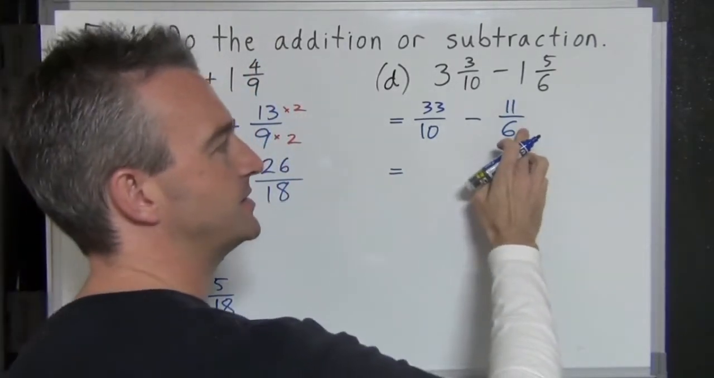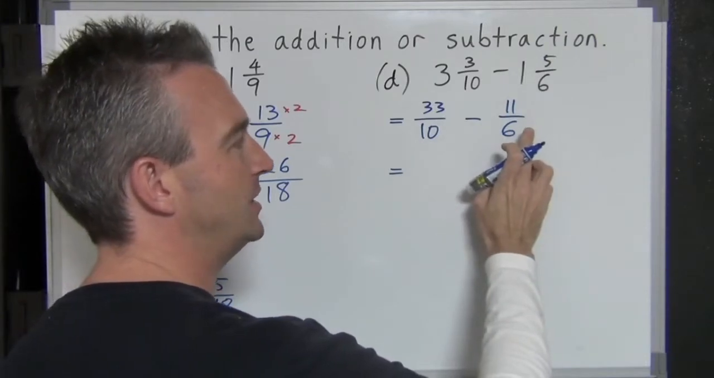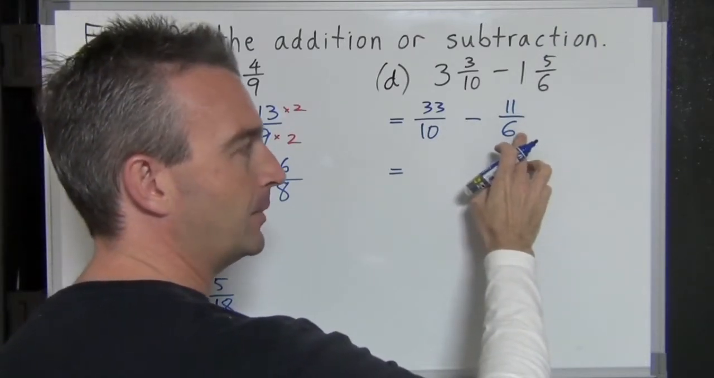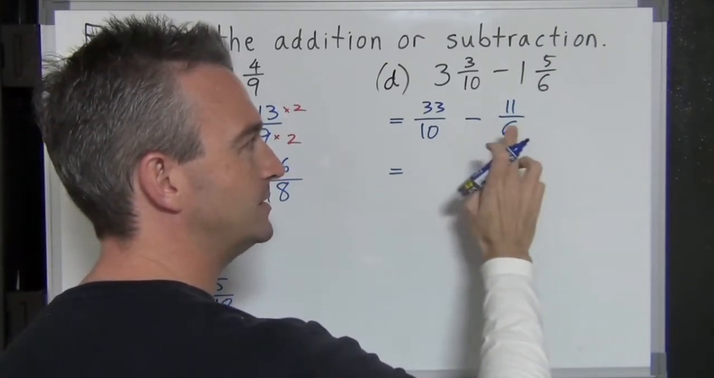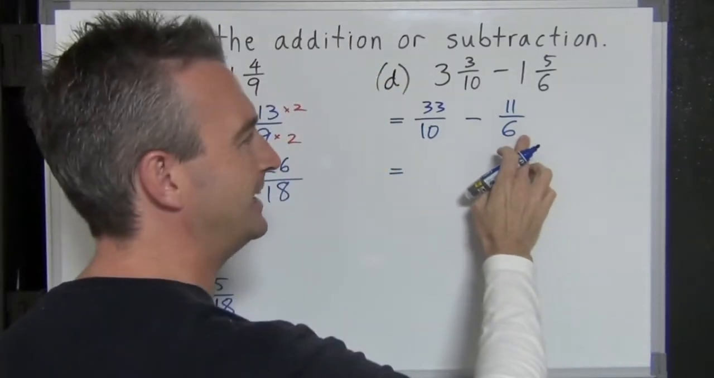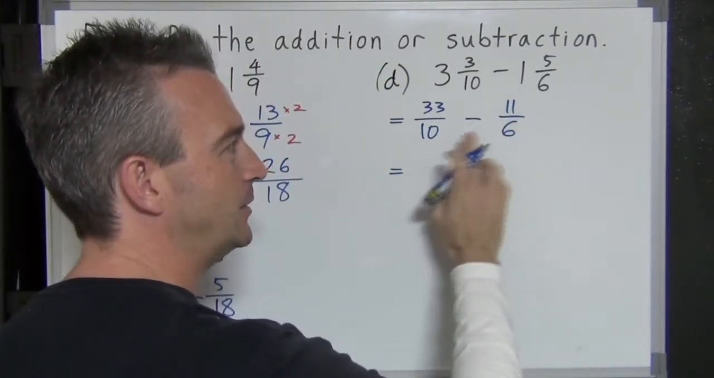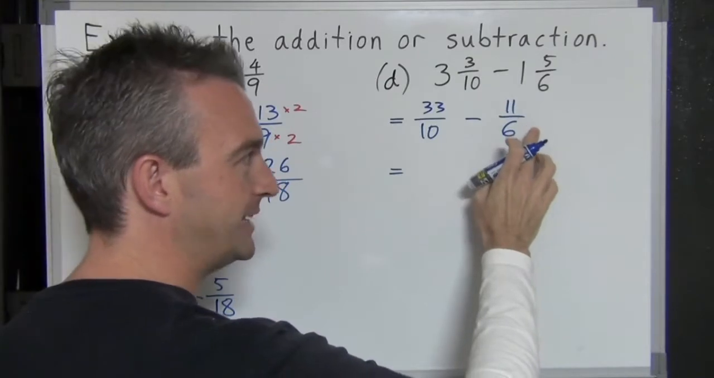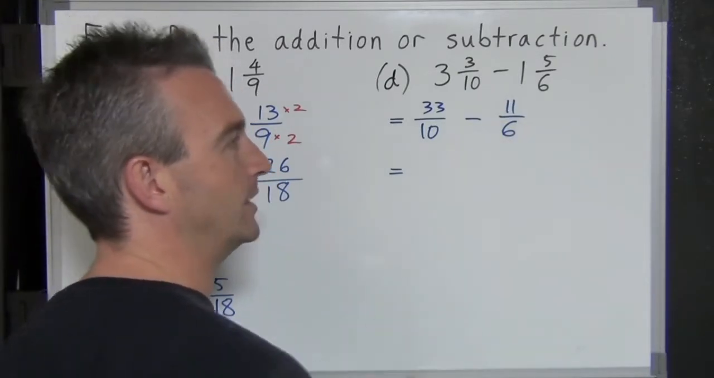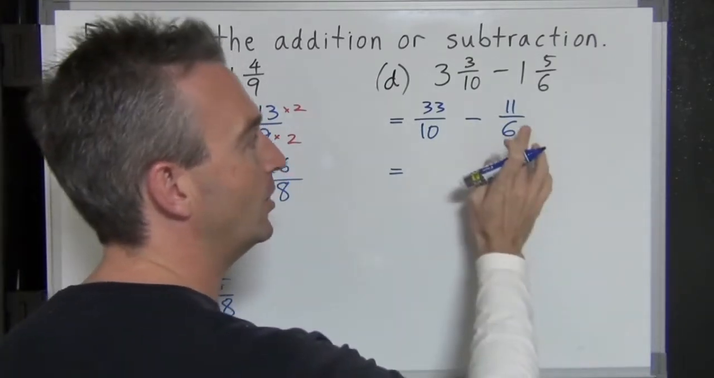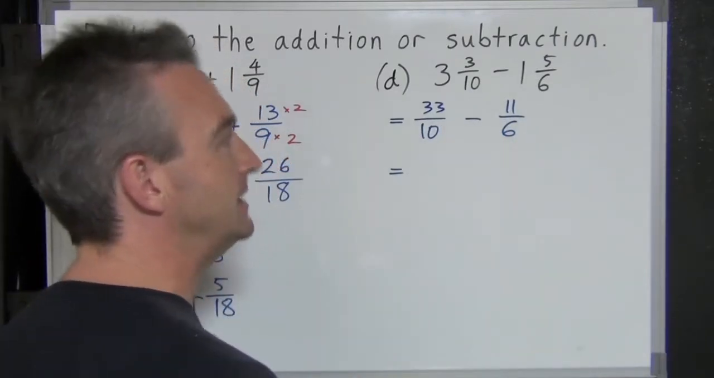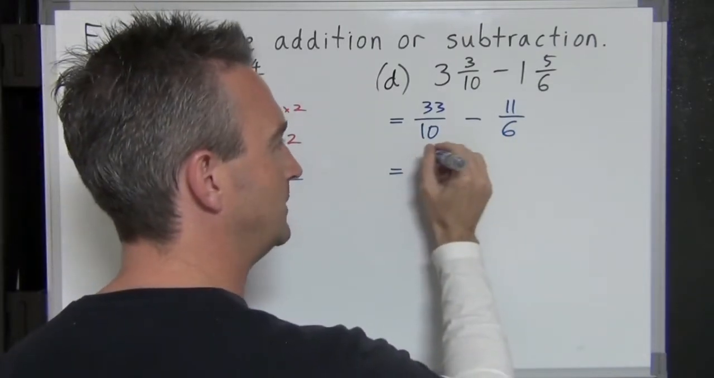Let's do 6. Does 10 go into 6? No, it does not. Go up by a 6. 12. Does 10 go into 12? No, it does not. Go up again to 18. Does 10 go into 18? No, it does not. Go up by 6 again. 24. Does 10 go into 24? No, it does not. Go up by 6 again. 30. Does 10 go into 30? Yes, our lowest common denominator is going to be 30.